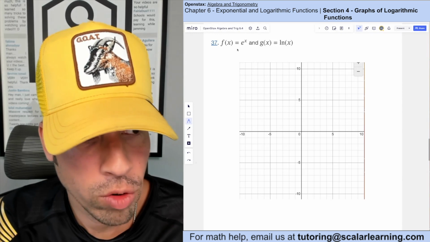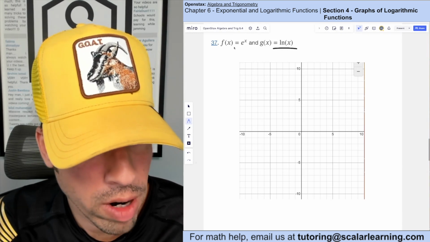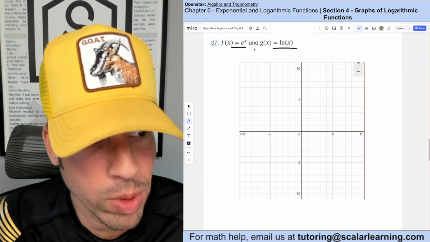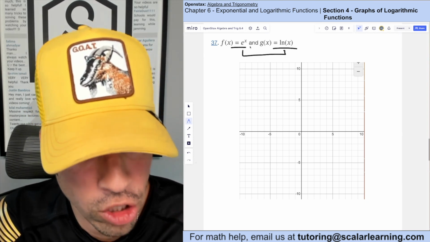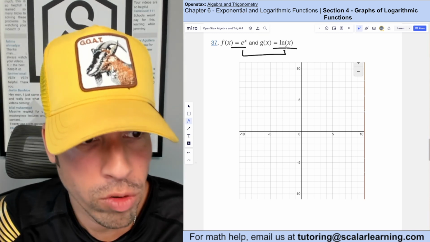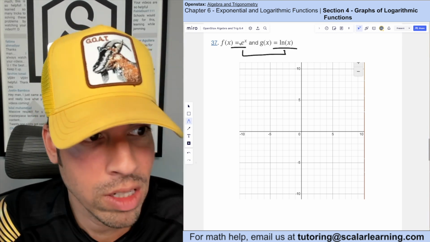So for this one, we're meant to graph both of these on this graph here. First we're going to graph f of x equals e to the x, our exponential. And by the way, these are both inverses of each other, if you didn't notice that, because this is e to the x, that's logarithm base e of x. Anyways, let's graph this one first.